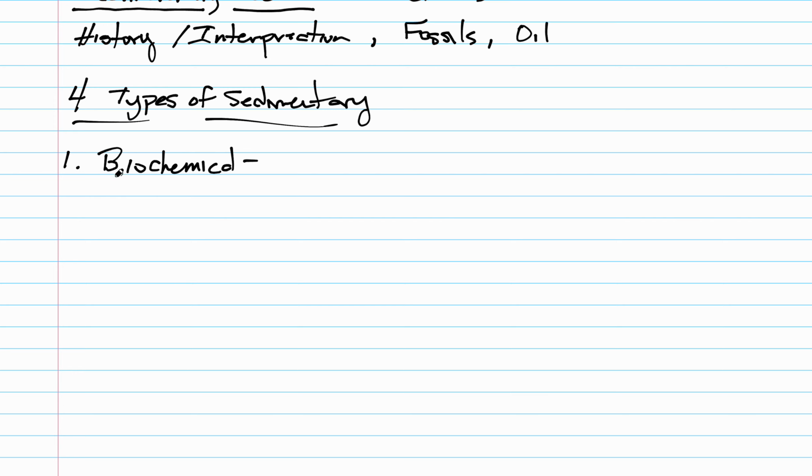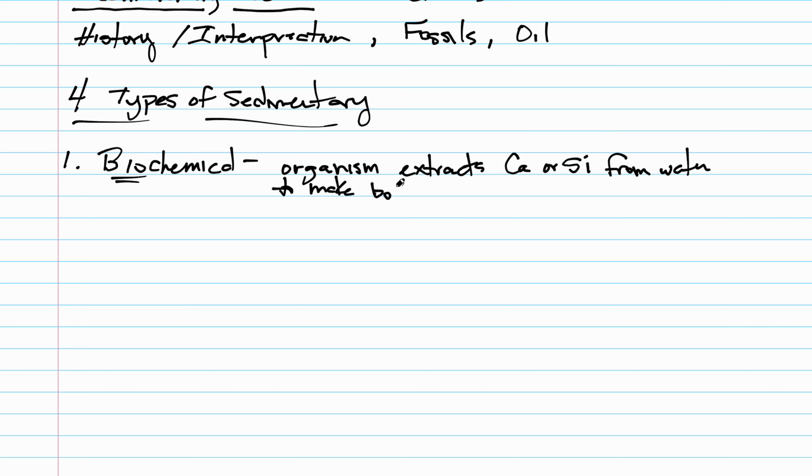And for our definition for biochemical, the key here is that it's biology and the organism itself is secreting a mineral. So let's say organism extracts either calcium or silicon, for the rock types that we're talking about today, from water to make their body parts, to make their bodies. And the types we're thinking of here are shells, coral reefs, and plankton.